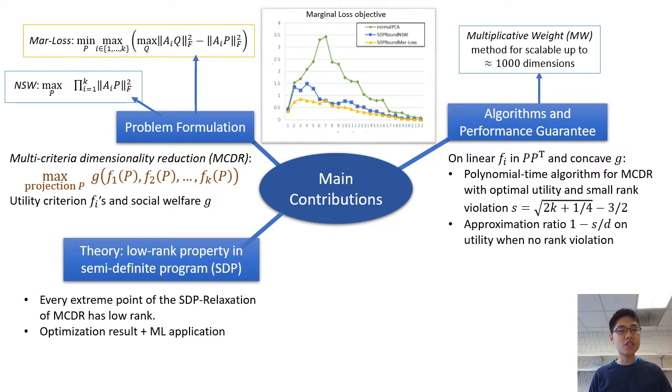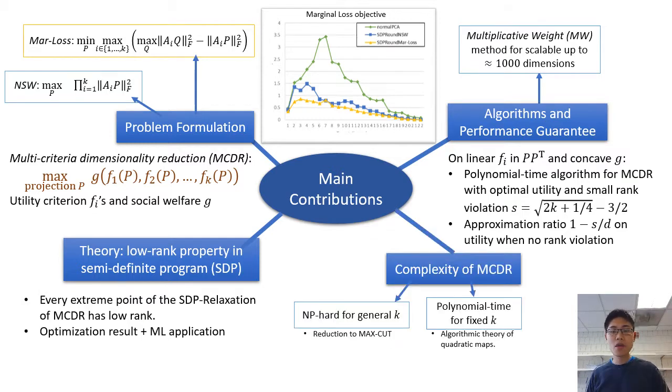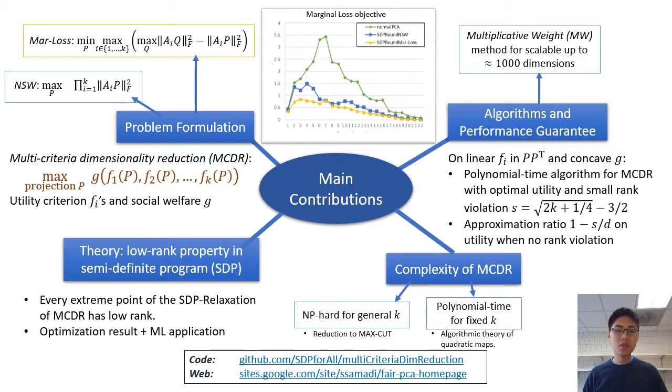Our theoretical contribution is to prove that every extreme point of the SDP relaxation has low rank, and this is a connection we make between the optimization community and the machine learning community. We give a complexity result for this problem, showing NP-hardness for general K and polynomial time solvability for fixed K. The code is available online on GitHub.